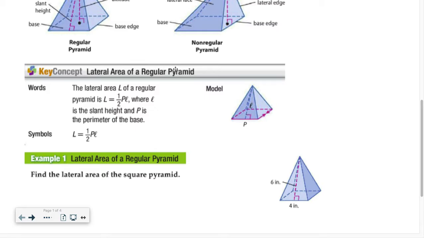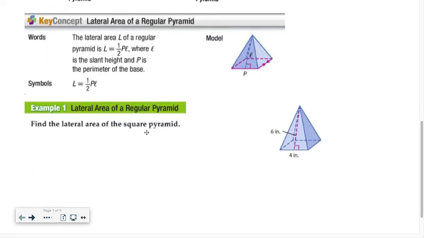So lateral area of a regular pyramid, L equals 1/2 perimeter of the base times the L, which is slant height. So you can see you need perimeter of the base. These are regular polygons, so all sides are congruent. So add up all of the sides of the base, multiply that by the slant height, and then 1/2.